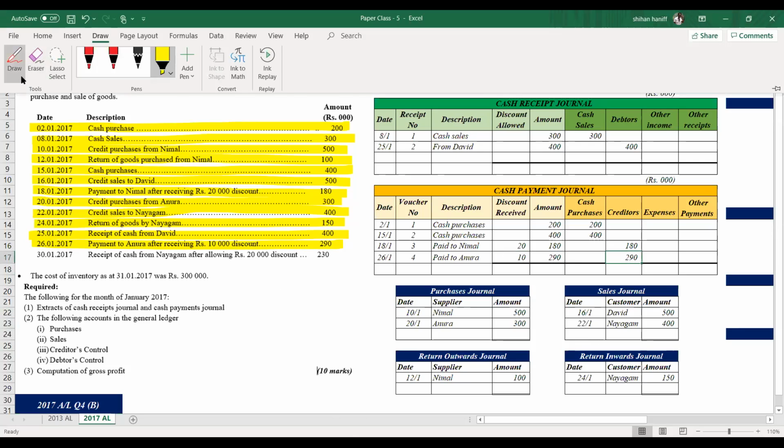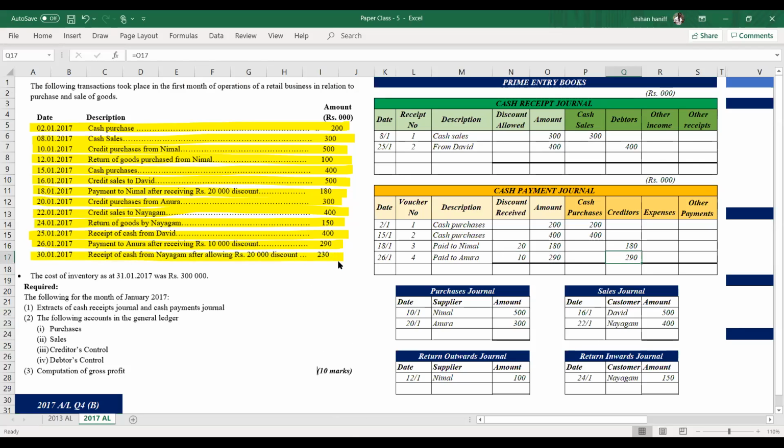Then finally, we have receipt of cash from Nayagam, 20,000 discount, 230. So 30th January, third receipt from Nayagam. 20,000 discount, 230 is the amount we received. So total 230. See, it's very simple. Preparing the cash receipt journal and the cash payment journal. Right? It's a 10 marks question.